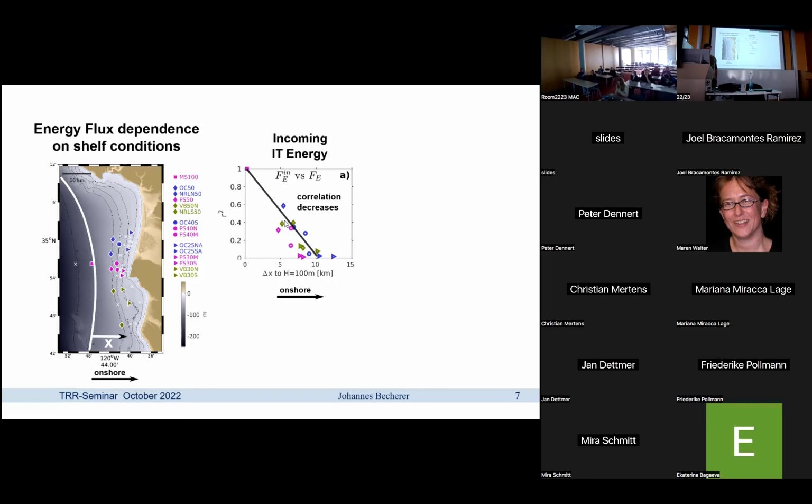But you see, if we go inshore, this correlation decreases more and more. At those deeper moorings, you still see some significant correlation, but once you go further inshore, the energy we see seems to be completely uncorrelated to what's coming in. That's actually a really surprising fact if you think about it. It almost seems that whatever happens inshore doesn't care about what's coming in offshore. It's almost as if the internal tide loses memory of its initial strength while it's shoaling. At least it was surprising to me at first.